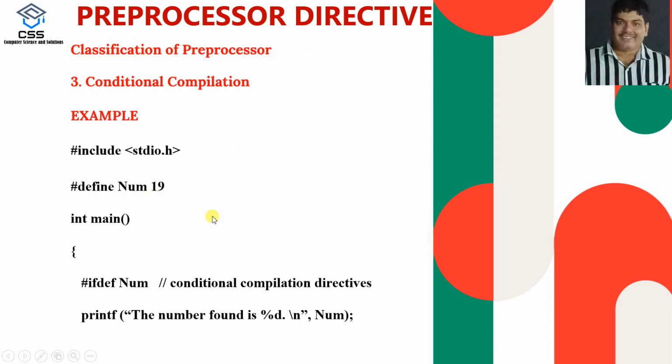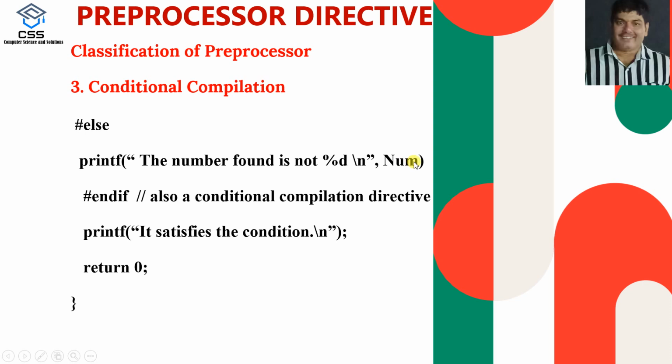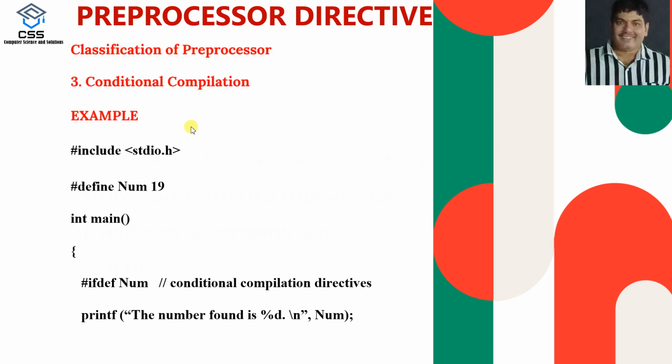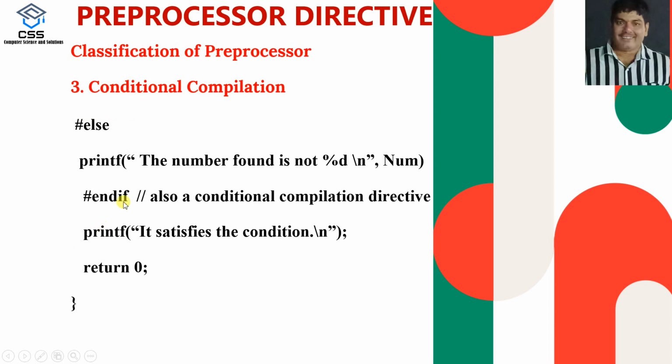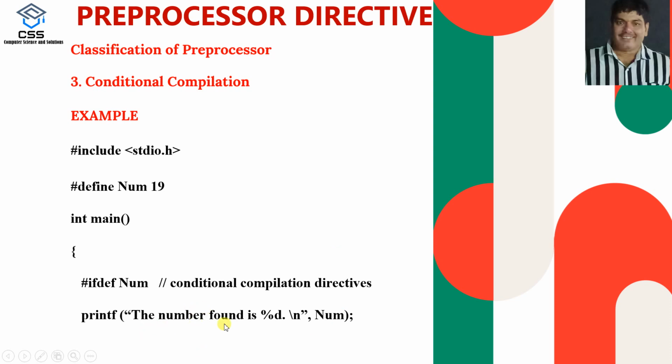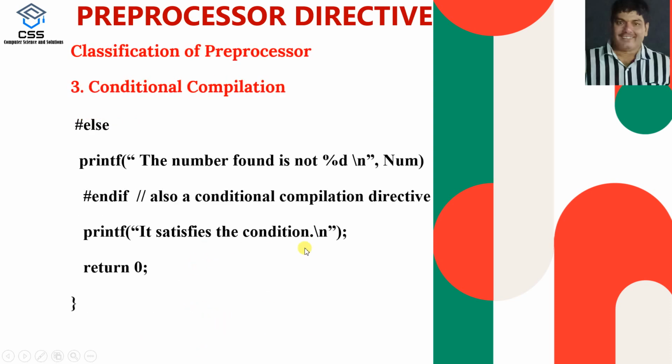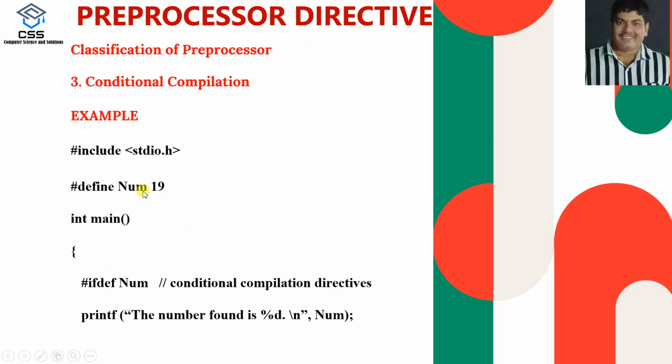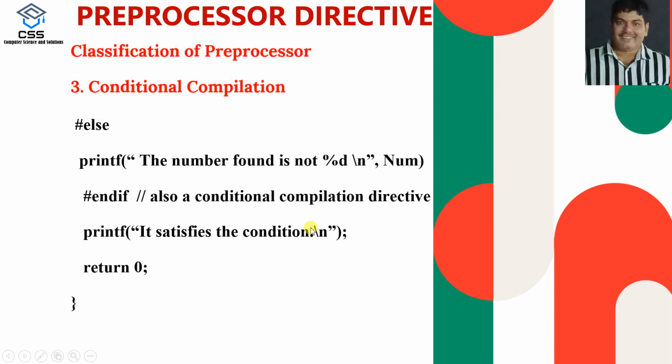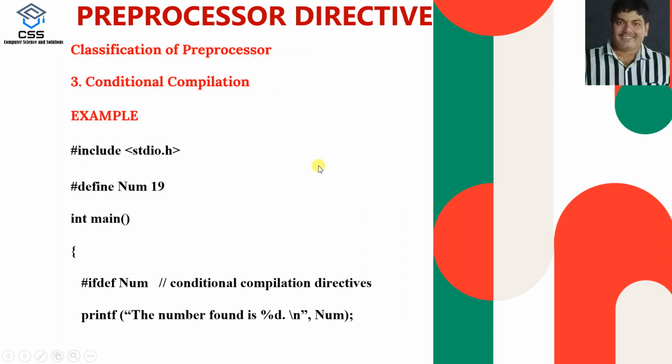Suppose num is not declared, then an error will be displayed that the number is not defined. Each ifdef is ended with hash endif, and in the last part the printf will execute. Here the output will be that the number is found and it satisfies the condition. If num is not declared, then it will display that the number is not found, meaning an error message will be generated. This is known as conditional compilation. Before checking the condition, it checks whether this macro is defined; if it is defined, the respective message will appear. If not defined, the else part of hash ifdef will execute.